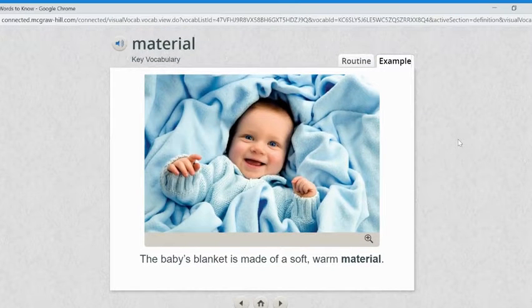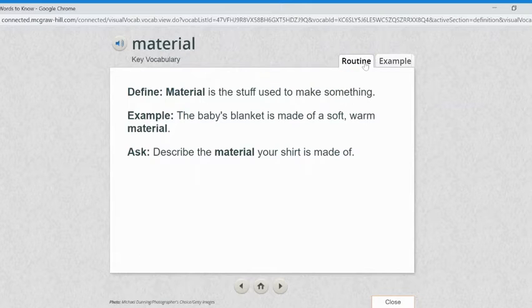Our next word, material. Oh, that baby looks so cute with all the soft, cuddly blankets. A baby's blanket is made of a soft, warm material. A material is the stuff used to make something. The baby's blanket is made of a soft, warm material.